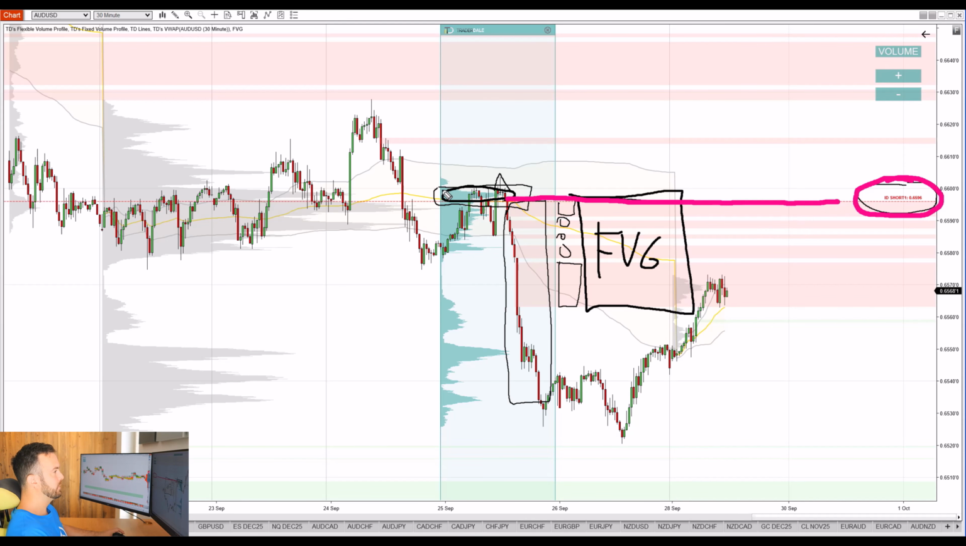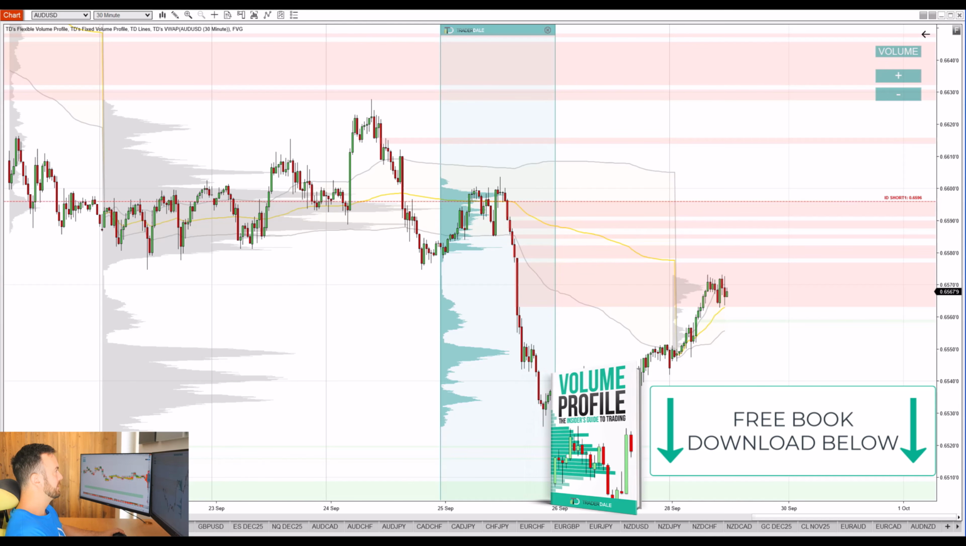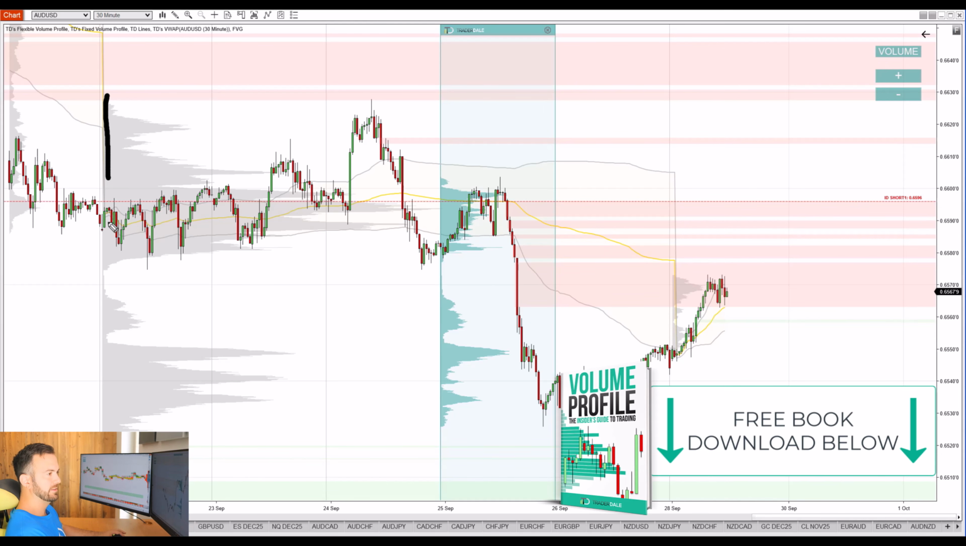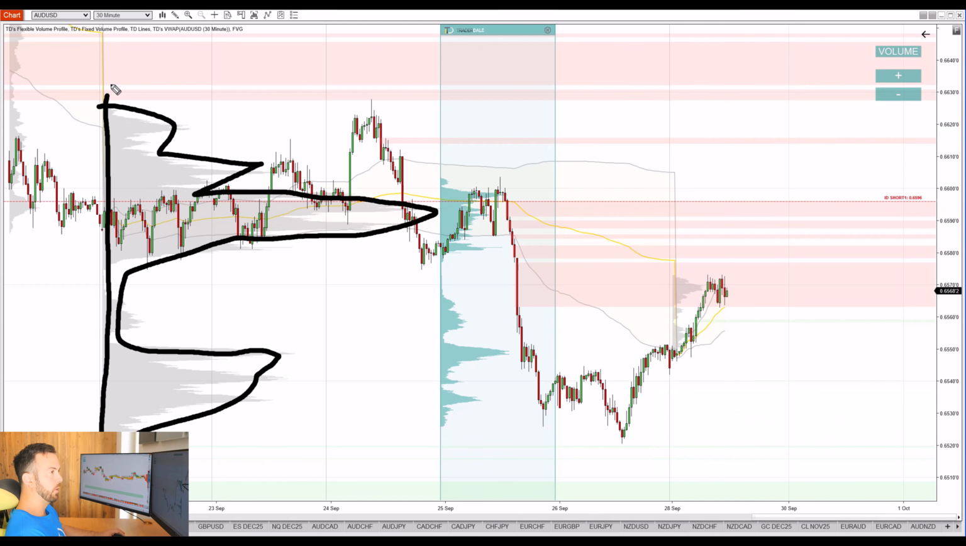All right, so we have a heavy volume zone at the start of a strong sell-off. That's one signal. The other signal is the beginning of the fair value gap, right? Another very important thing here is if you look at the weekly volume profile, this one, that's how the volumes were distributed the whole previous week.